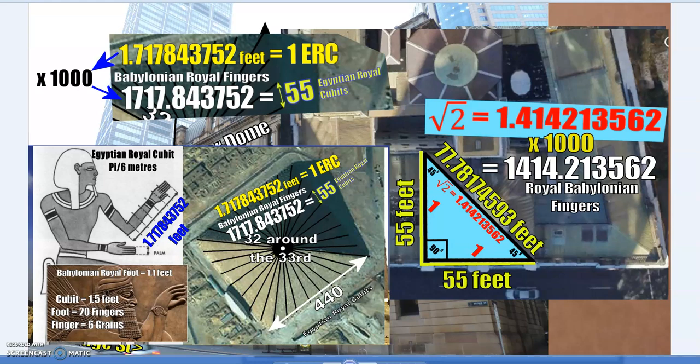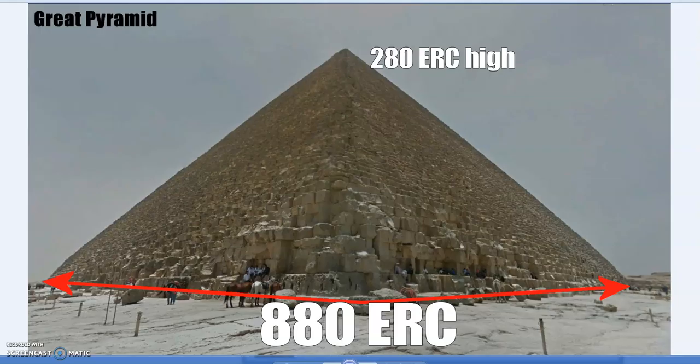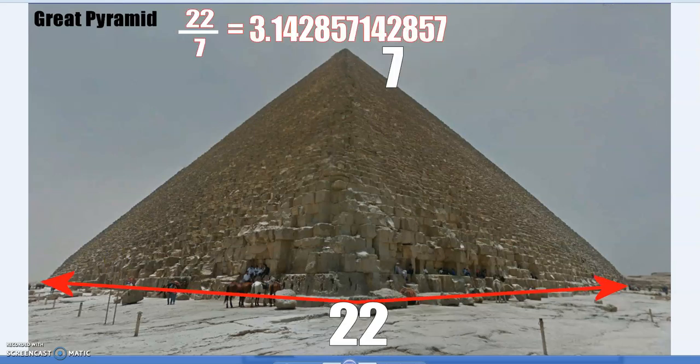I already went through the importance of 55 in previous episodes, but here's another example. The Great Pyramid: you can see the pyramid has 2 sides, so 440 Egyptian royal cubits times 2 is 880, and it is 280 Egyptian royal cubits high. That reduces to 22 wide at the corner and 7 high. 22 over 7 is the best whole number, or one of the best. If you're working in any sort of engineering field, 22 over 7 is more than good enough.